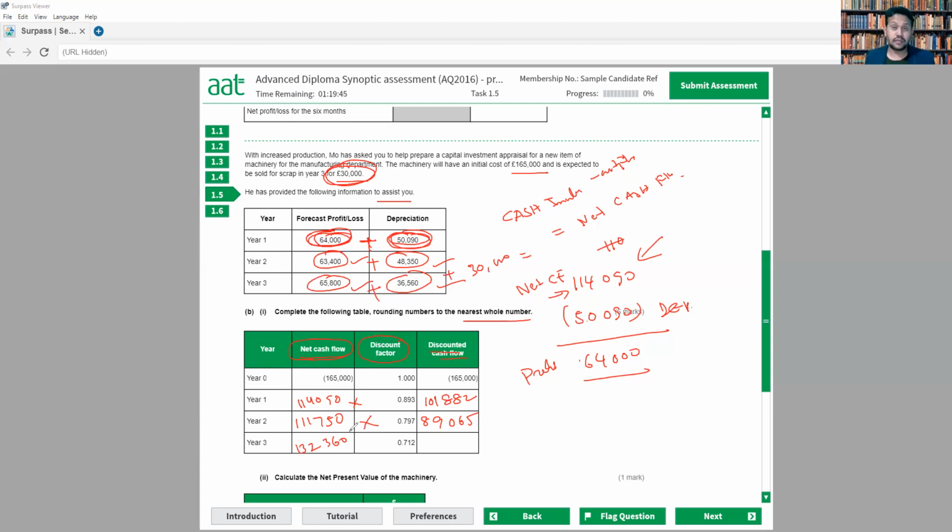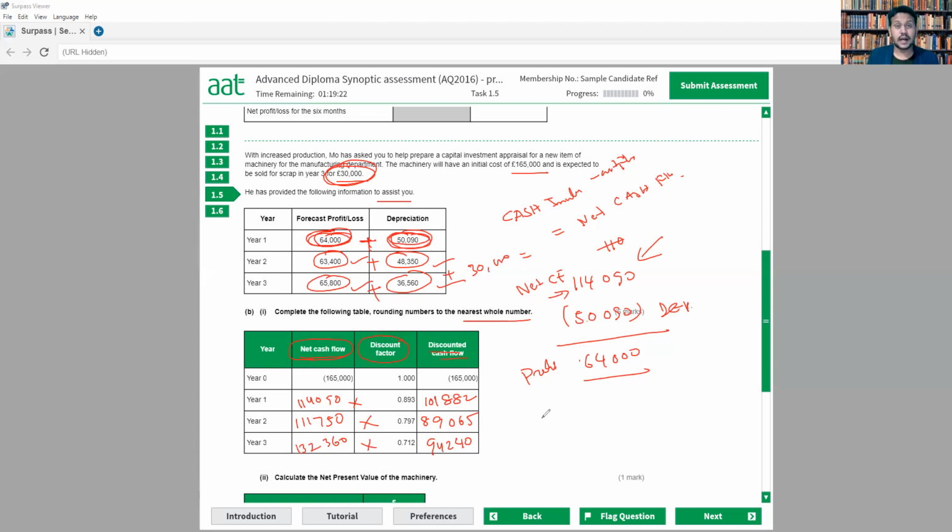So always be careful with the last year because you might have some scrap value or residual value in the last year. All right, so if you multiply that with 0.712, that will give us 94,240. That's it. So this is the completed table.